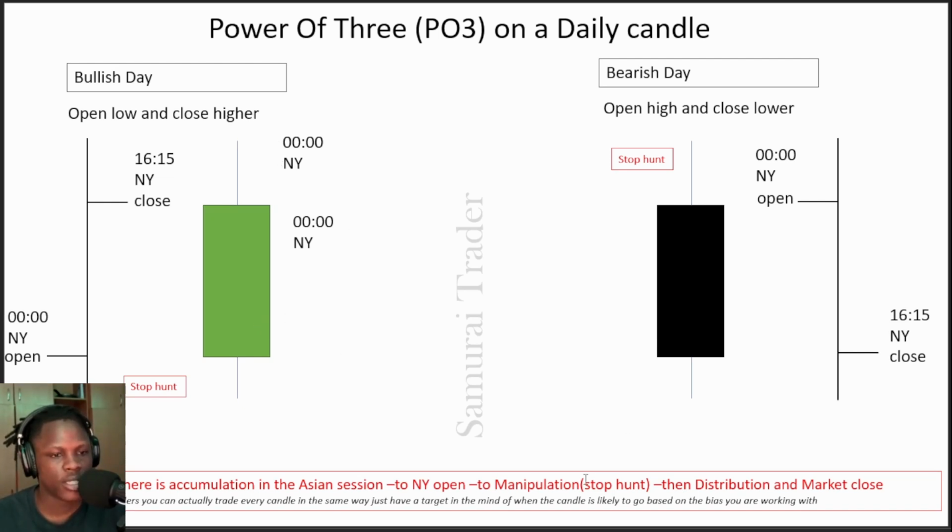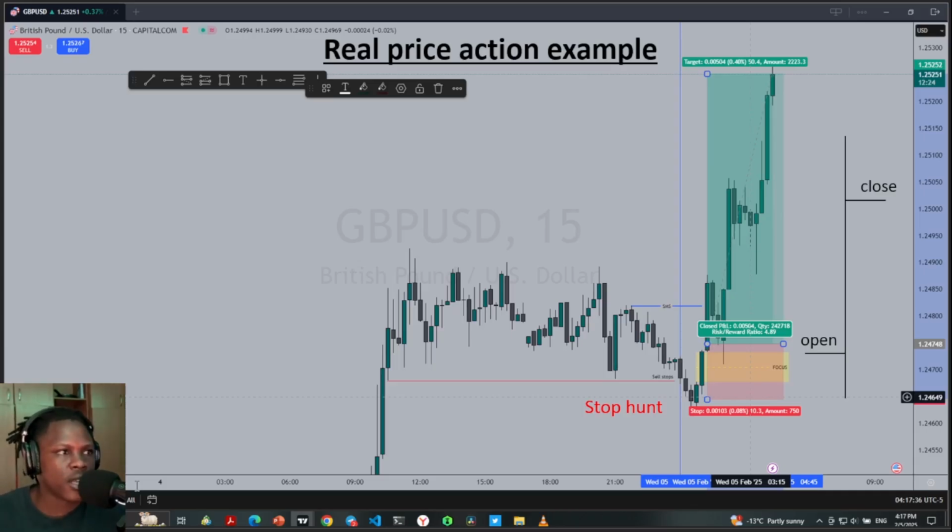And this I just wrote at the bottom as some kind of explanation for those who are following with me. So right now let's dive into the real charts from TradingView, what the market will look like when you're live trading. This is an example of the British pound against the US dollar, real price action. What you see is I've put the power of 3 example here: open, low, manipulation, high, distribution, then close.